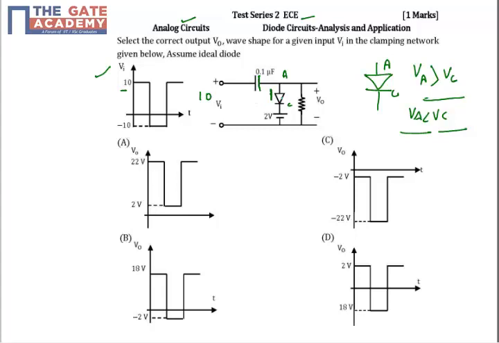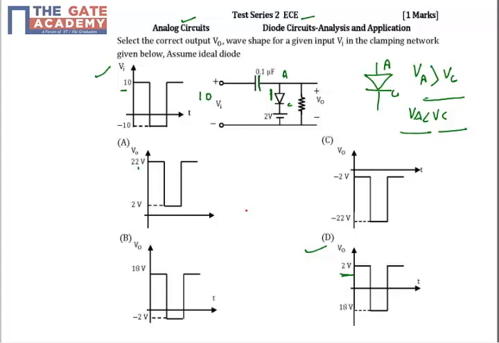If the diode behaves as a short circuit, my output will be fixed at 2 volt, because we will have a 2 volt battery across the output. So corresponding to the 10 volt, my output must be 2 volt. Looking at the options, corresponding to the 10 volt, the first option says 22 volt, the second says minus 2 volt, the third says 18 volt, the fourth says 2 volt. So the fourth is the only option, so you can take it as the correct option in this case.